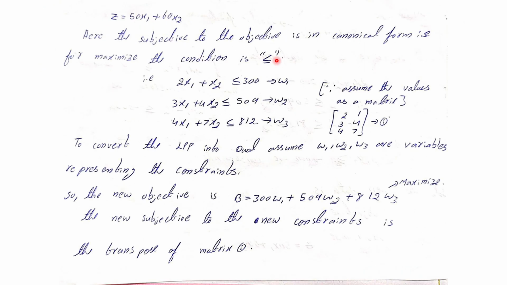Here 2, 3, 4 is the transpose of this matrix 2, 3, 4, and the next one is W1 plus 4W2 plus 7W3, where W1, W2, W3 are greater than or equal to 0 as they are also non-negative constants.